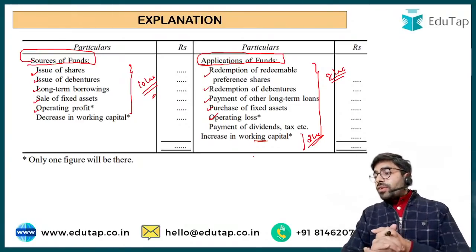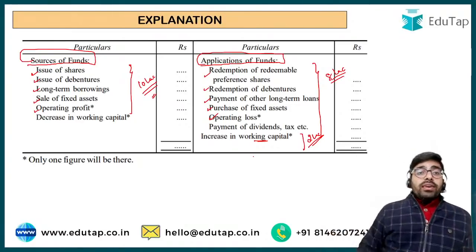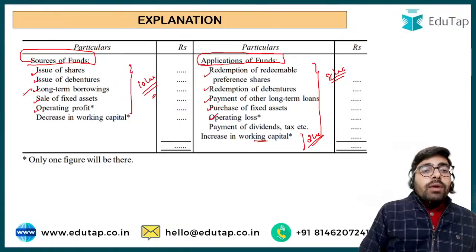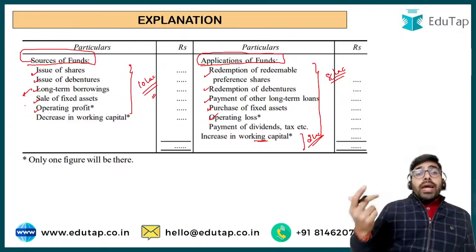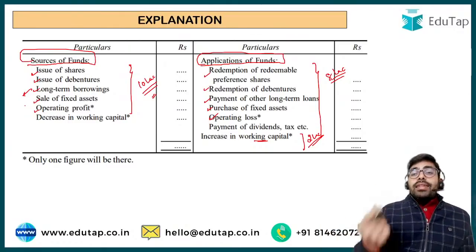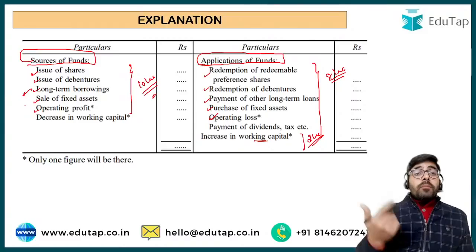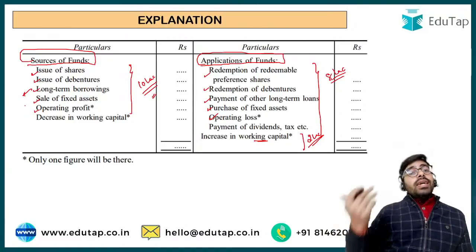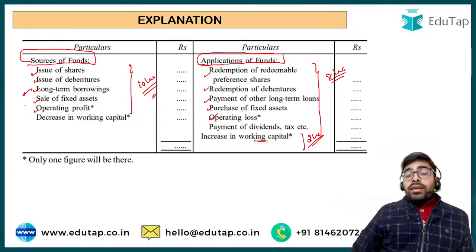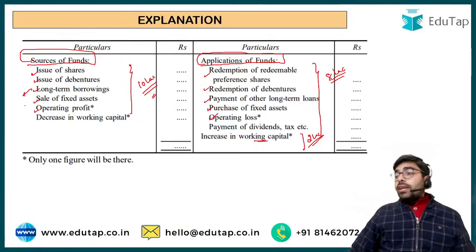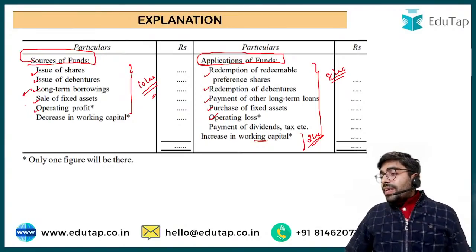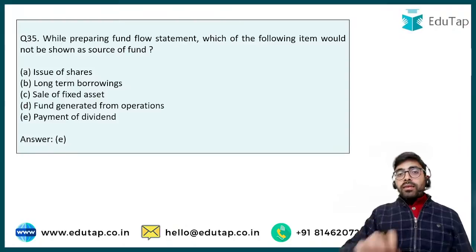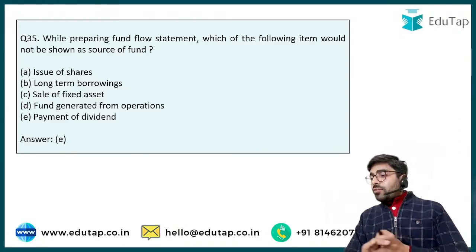Service engineering is asking how long term borrowing is a fund. If you take a long term borrowing, what are you going to get? Sir, if we borrow, we are going to get money. And this money, this cash, this bank balance is a part of your current assets, and current assets are part of your working capital. And fund means working capital. So try to understand this. So that's why the answer is option E.